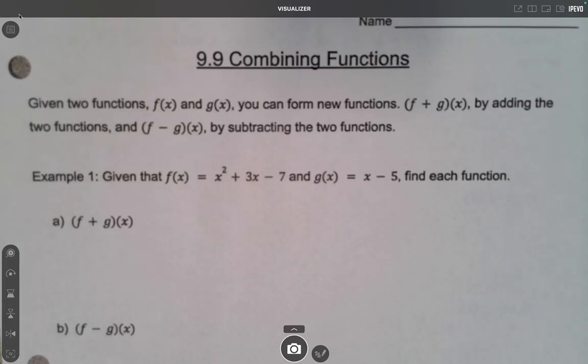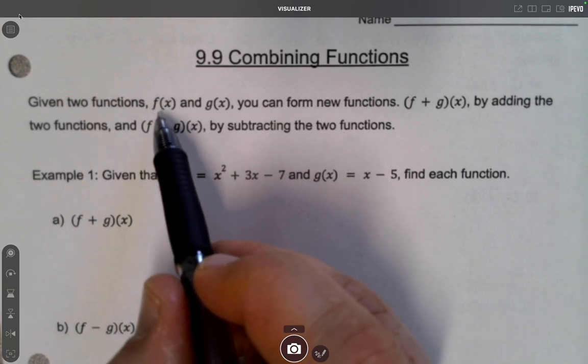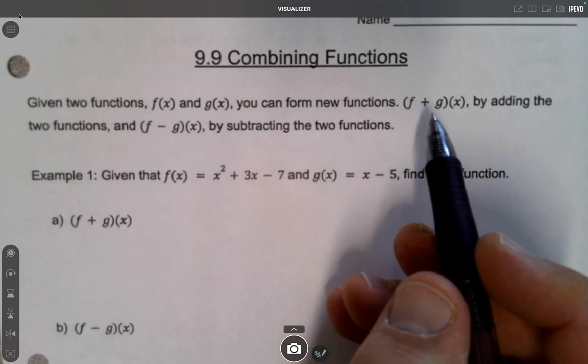Chapter 9, Section 9, Combining Functions. Given two functions, f of x and g of x, you can form new functions, either by adding the two of them together or subtracting them. Now I know you're familiar with function notation, f of x and g of x, or at least you've seen it before. This is how you show combined functions.